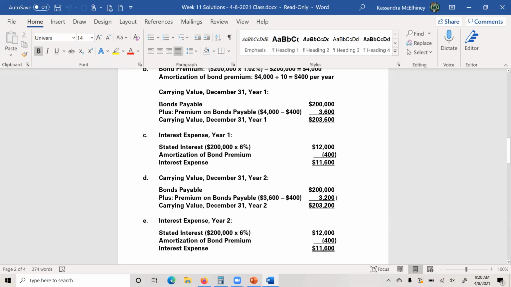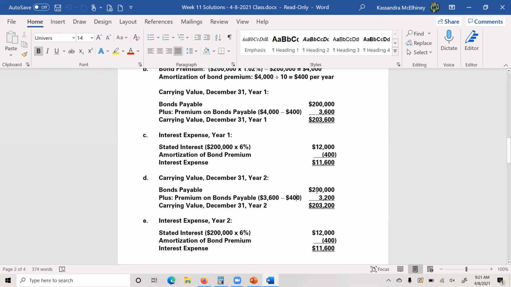The premium on bonds payable, that account's just going to get smaller and smaller as the bonds mature. We get to year 10, the premium on bonds payable will be 0, as we're reducing that account by an even amount per year of $400. At the end of 10 years, the full $4,000 of premium will have been amortized.